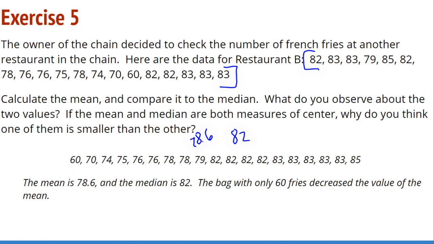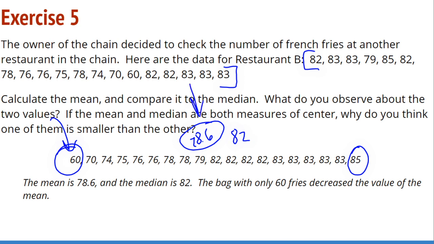Now the reason for this happening, why did the mean drop down, is we had this one bag down here that was way less than everything else. So that dragged the mean down. It brought it way down. So something important to pay attention to when you talk about measures of center is, do you have any numbers that are way out there that kind of mess things up?